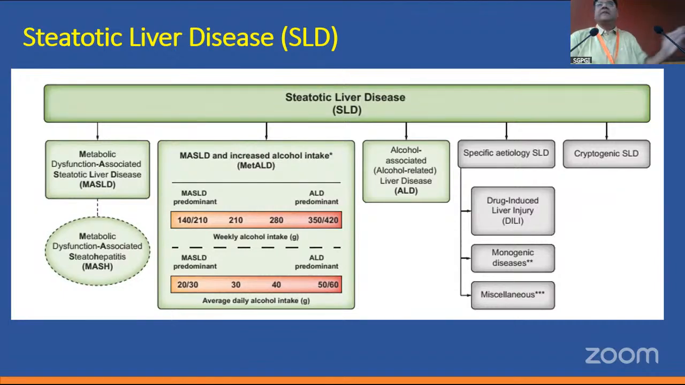The causes could be different. If you're not finding any cause, then it is cryptogenic. If you're finding metabolic dysfunction, meaning diabetes, hypertension, hyperlipidemia, it is MASLD. If you're finding a small amount of alcohol, then it is MASLD predominant. If it is a heavy amount of alcohol, then it is alcohol coexisting with fatty liver disease, which is called MetALD, right? So different connotation, different names.